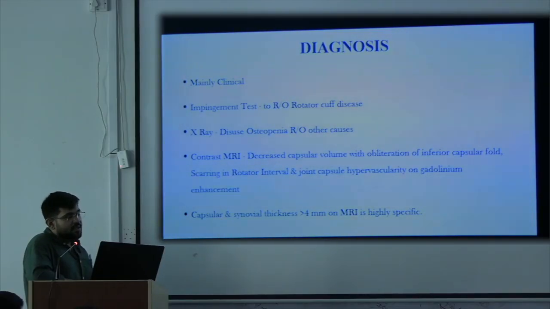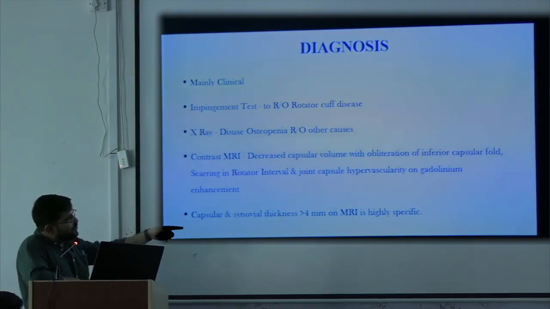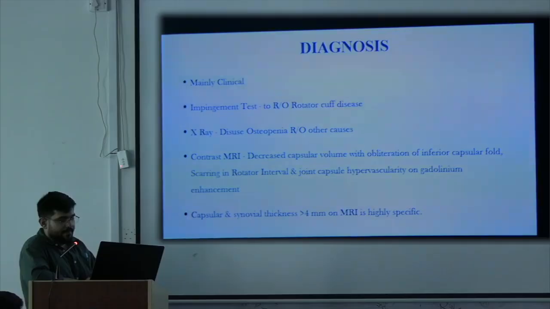In contrast MRI, we can see decreased capsular volume with obliteration of the inferior capsular fold, scarring in the rotator interval, and joint capsule hypervascularity on gadolinium enhancement. Hypervascularity, as we have already seen in that arthroscopic picture. One thing on MRI which is highly specific is capsular and synovial thickness of more than 4 mm, which is highly specific but not sensitive.